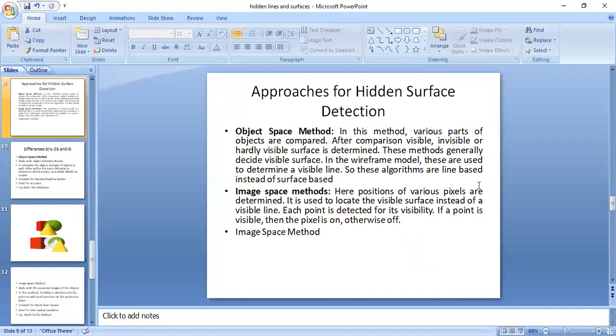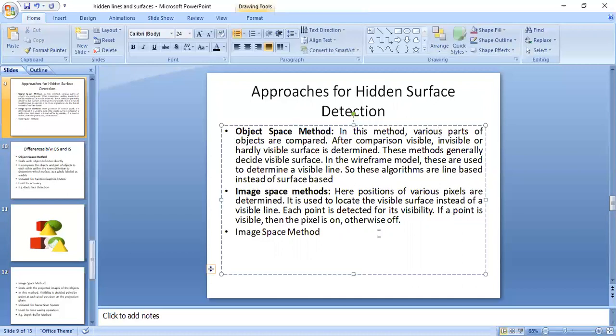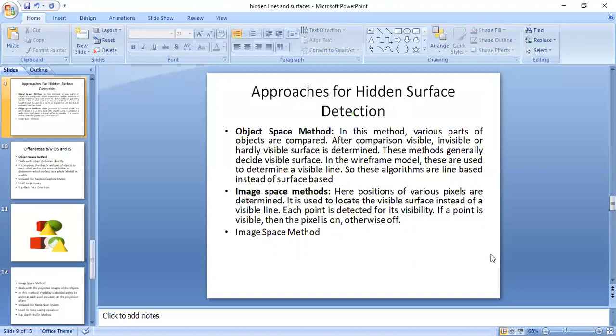Image space method: here positions of various pixels are determined. Basically, image space method deals with the screen coordinates. Object space method works in the physical coordinate system, that is our world coordinate system. I told you about this in the 3D viewing pipeline. So this algorithm is applied to the actual vertices before converting those vertices into the screen coordinates, and image space methods are applied to the screen coordinates. That is the basic difference.